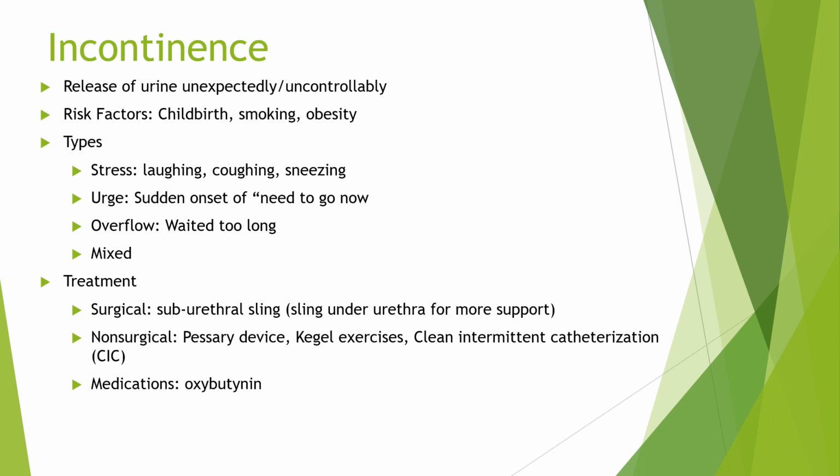Overactive bladder, so this is that they waited, overflow is that they waited too long. And then mixed. Treatment, so the surgical is a suburethral sling, which is basically a sling under the urethra that helps support it and decreases that incontinence. Non-surgical is pessary devices, Kegel exercises, and clean intermittent catheterization. Medication for this is sometimes oxybutynin.